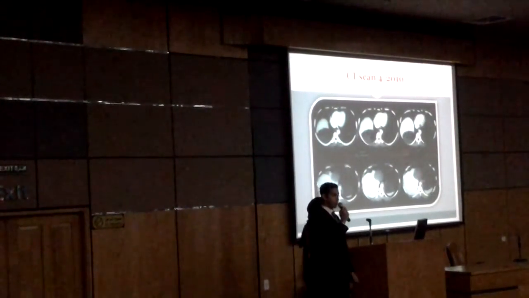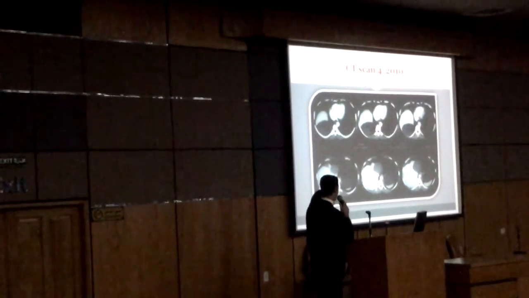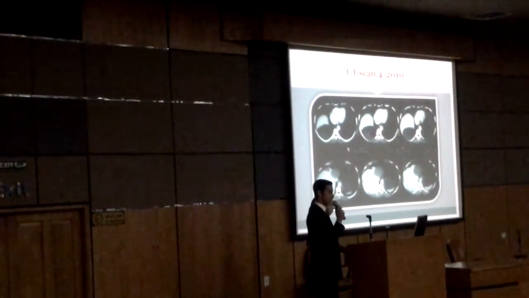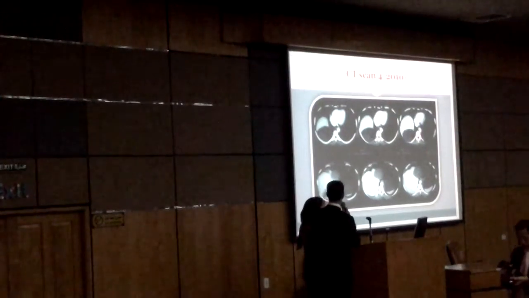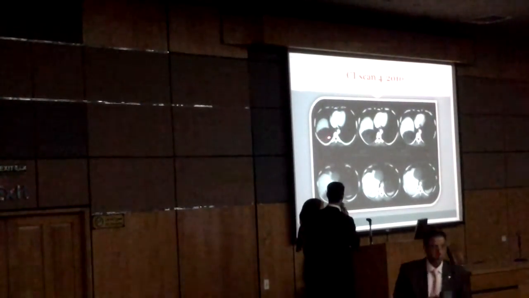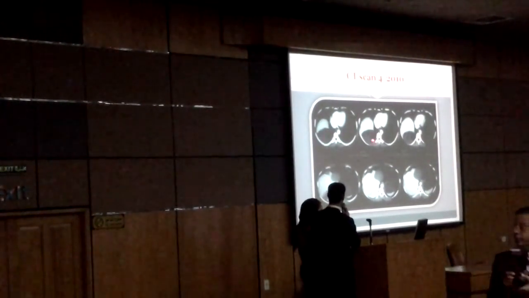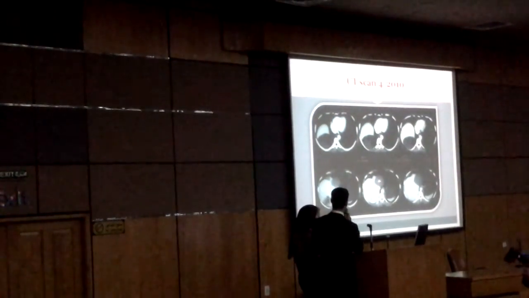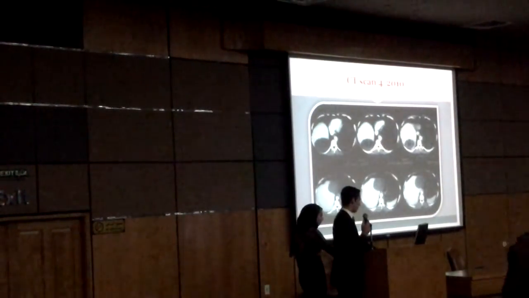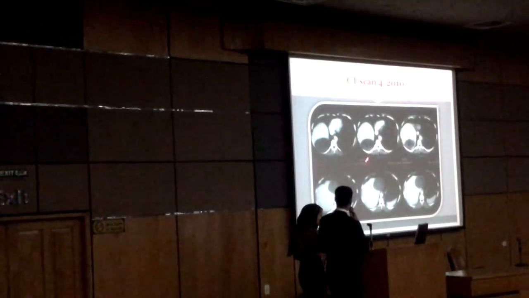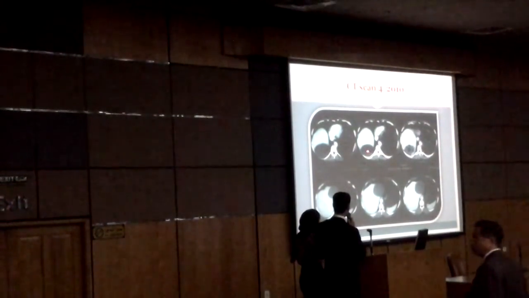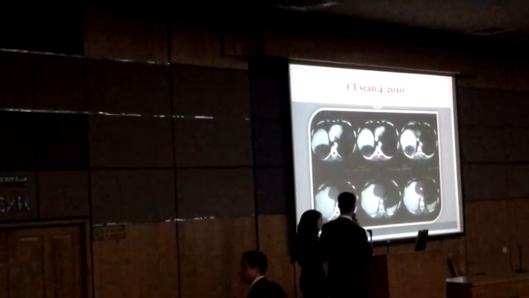So the patient was sent to the surgery department, and a CT was done, a triphasic CT. As you can see here, there's a cyst in the posterior part of the right lobe of the liver, and another cyst in the left lobe. The cyst in the right lobe is multilocular, but the cyst in the left lobe is unilocular.